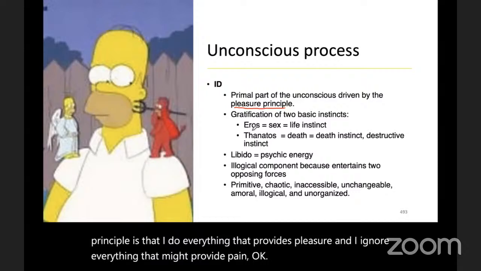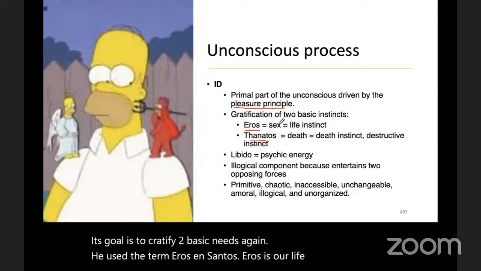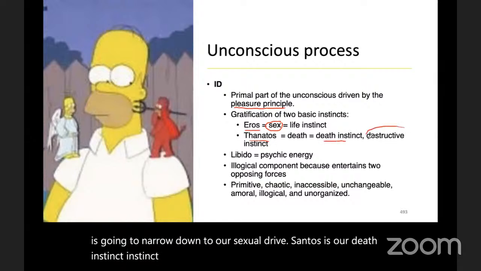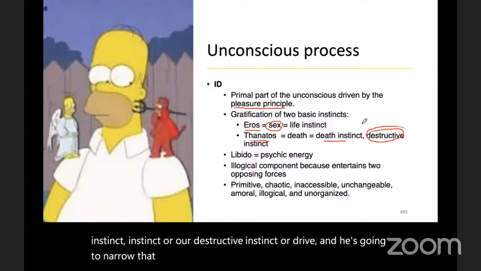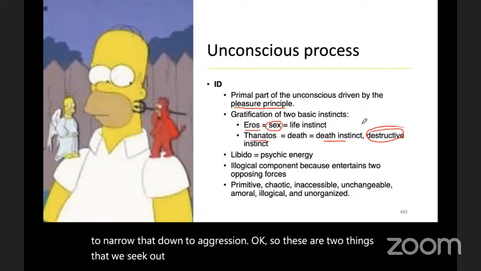And its goal is to gratify two basic needs. Again, he used the terms eros and thanatos. Eros is our life instinct that Freud is going to narrow down to our sexual drive. Thanatos is our death instinct or our destructive instinct or drive, and he's going to narrow that down to aggression. Okay. So these are two things that we seek out pleasure for.